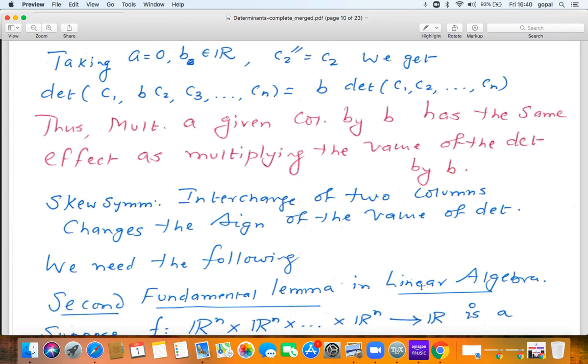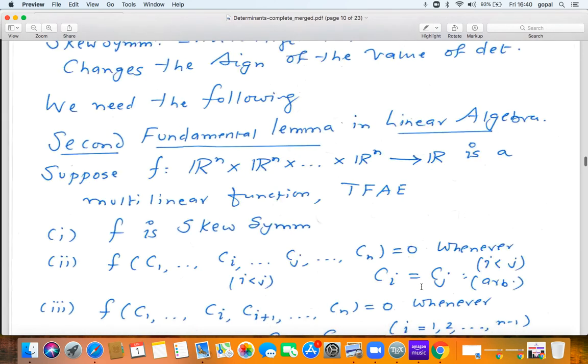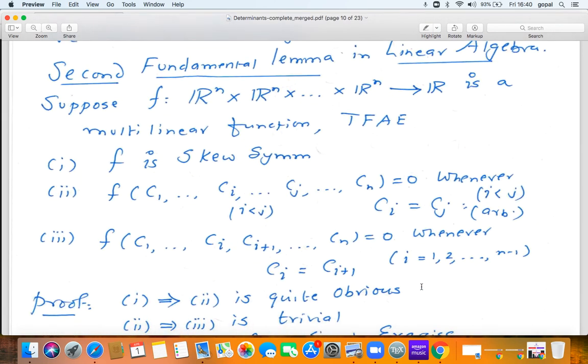Now to proceed further, we will need the second fundamental lemma in linear algebra. There was already a first fundamental lemma. Calling it the first fundamental lemma means that there must be a second one lurking in the background, and here it is. F is a function from R^n cross ... cross R^n to R. It's a multilinear function. Then the following are equivalent.